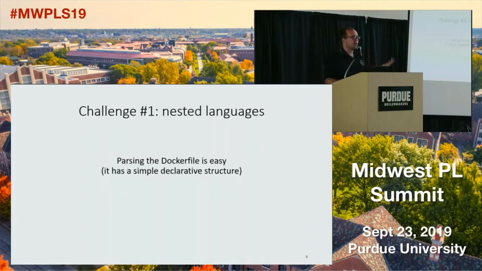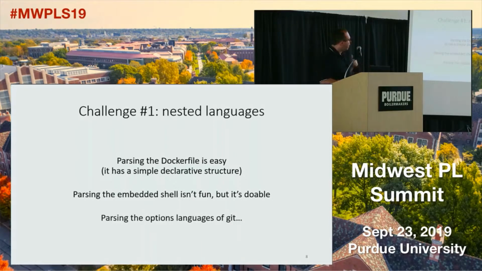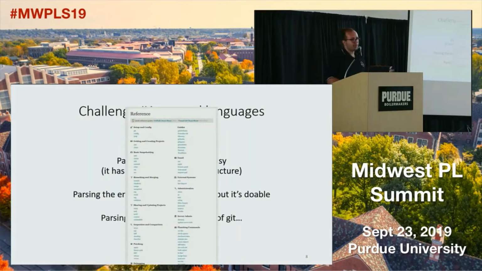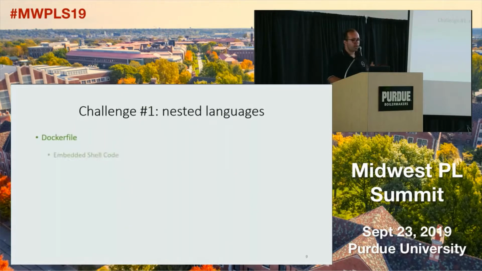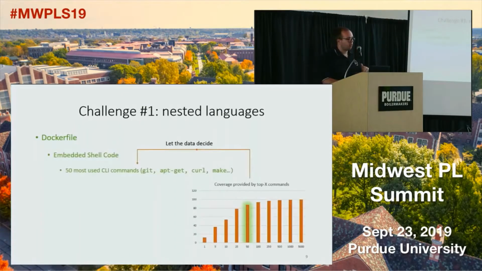So parsing the top-level structure is easy, and pretty much everybody does it. Parsing the embedded shell isn't fun, but it's doable. Parsing the options language of Git is just a giant mess, right? So what we decided is we'll do the top level, we'll do the second level, and we'll let the data drive how many of these specific commands we support by looking within their options languages and extracting structured information.